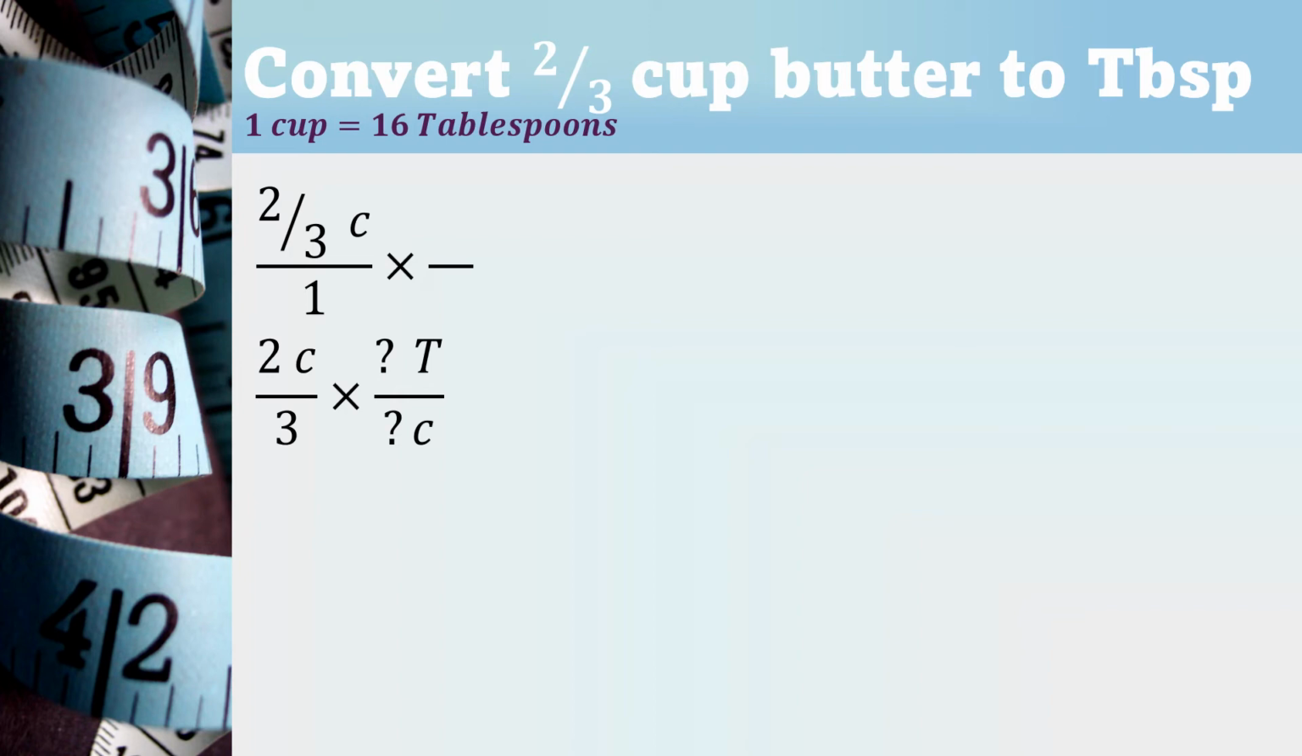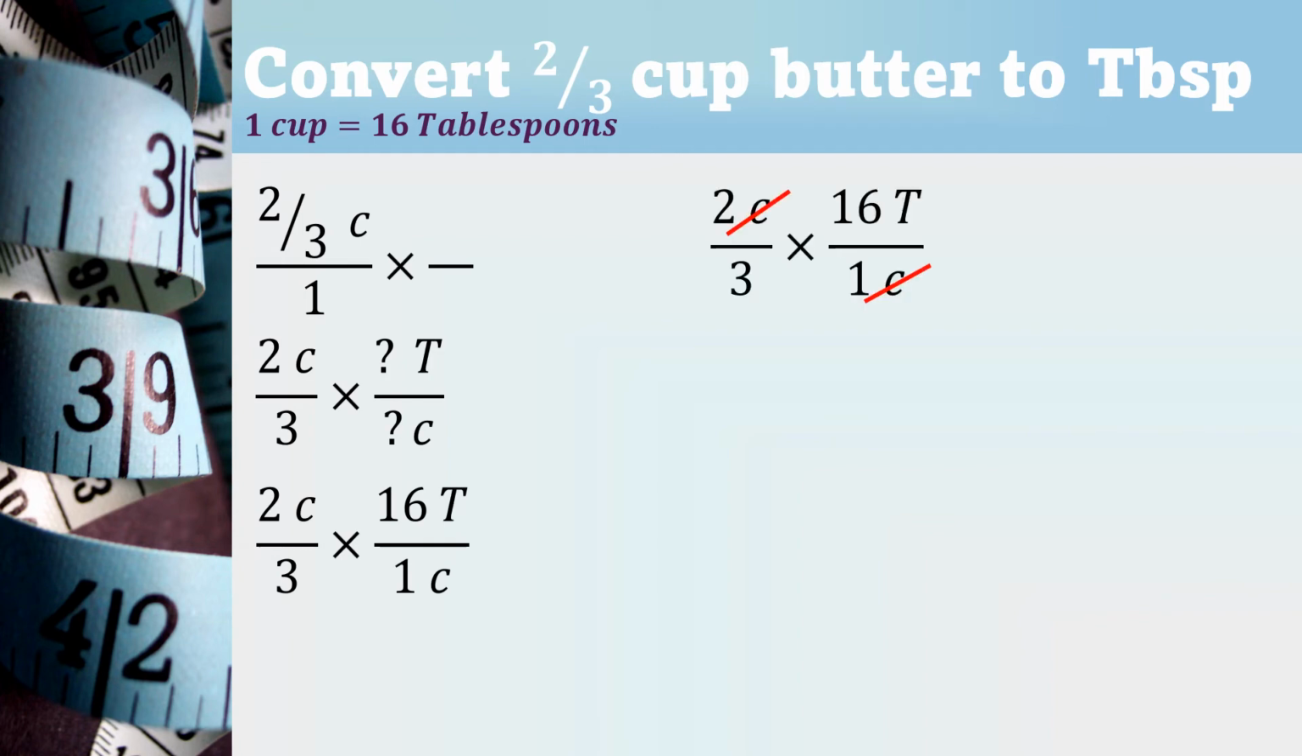So it's 2 cups divided into 3 parts. So make sure that C is in your numerator on the top. So I've got 2 cups over 3, and I want to convert that. So I'm going to put my units for cups in the bottom of the fraction and my tablespoons that I want to end up with in the top of the fraction. So now I've got 2/3 of a cup times 16 tablespoons over 1 cup, because 16 tablespoons is equal to 1 cup. I'm going to cancel out my cups.